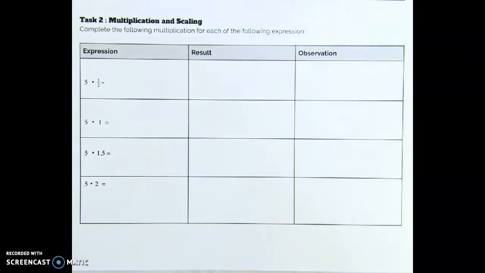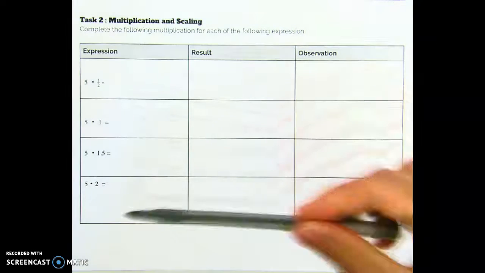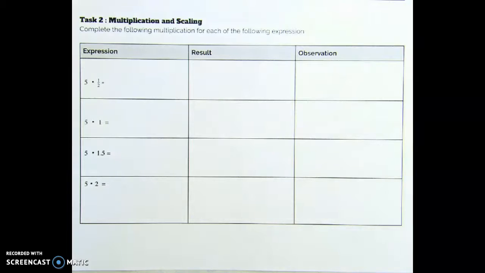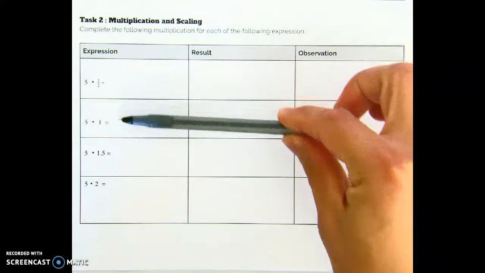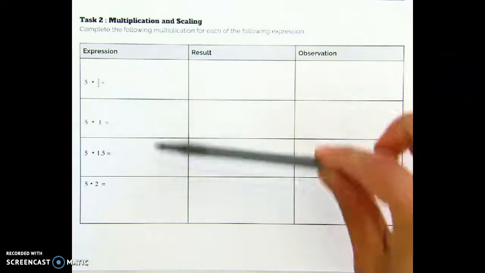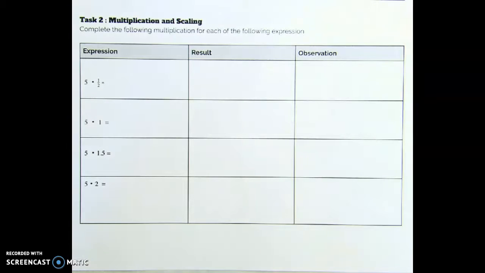All right, let's talk about multiplication and scaling. So on these problems, what we're going to try to do is to see what results are the answers to these expressions, and then see if we can find any rules that give us any insight. So the first thing I want you to notice is that the start number here is always the same.